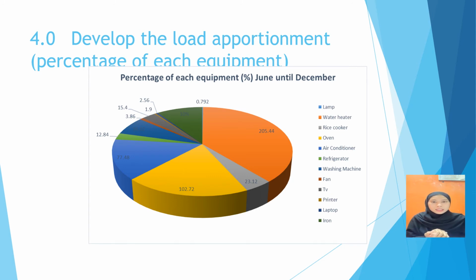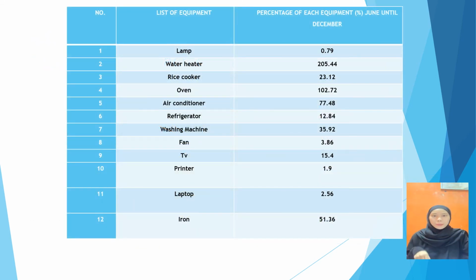Today, for my part, I will explain a little bit about the approximate percentage of each equipment. Water heater is dominant at 205.44% because the water heater is 4,000 watts. The lowest is the lamp at 1.79%. It is 18 watt for the load equipment. Here I put a list of equipment from June until December.